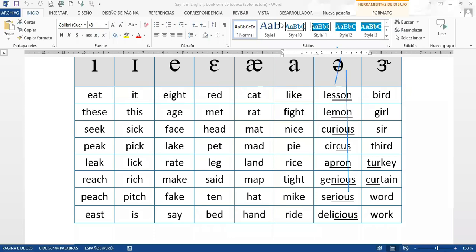When we pronounce the schwa, the sound that we have to produce is a very weak sound. It's a very weak sound. So like, listen, okay? Listen. I have a little problem with this. Okay, listen, lemon, curious, circus, apron, genius, serious, delicious.